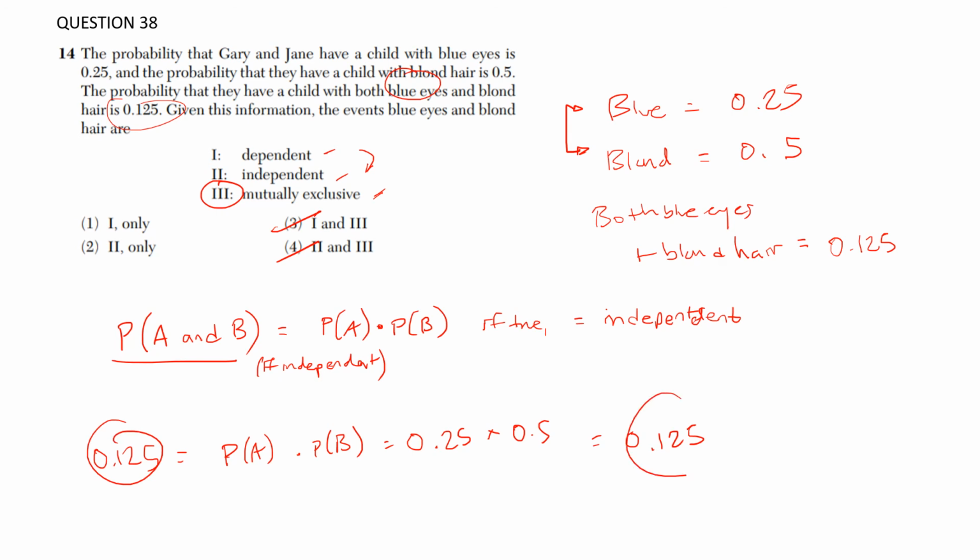So this number and this number check out, and like we said before, if this is true, they are independent. Okay, blue eyes and blonde hair are independent. So that gives us choice 2.